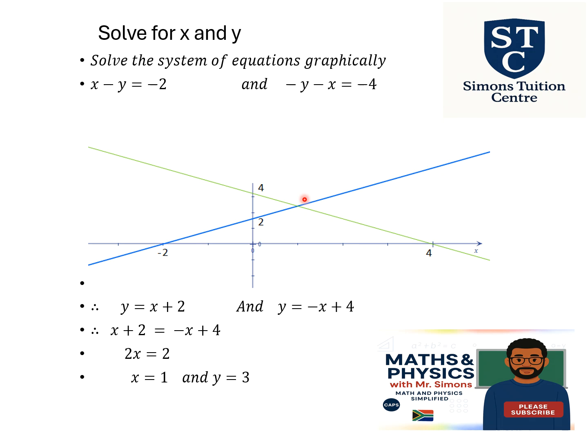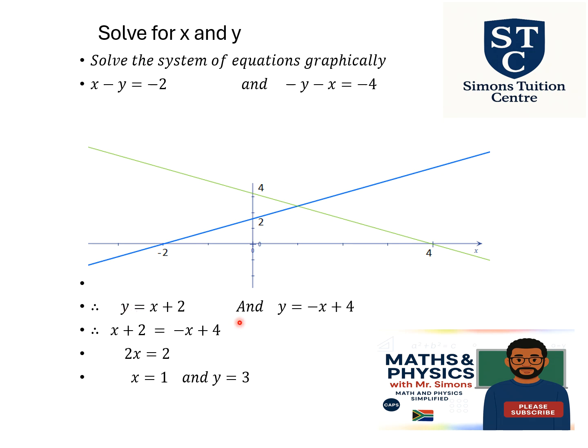But we can also solve it mathematically. So if I bring y over, that gives me x. If I take negative 2 over, x plus 2. So y equal x plus 2. And this side here, if I take y over, that would become positive y. If I bring negative 4 over, negative x plus 4. So that's my two equations.